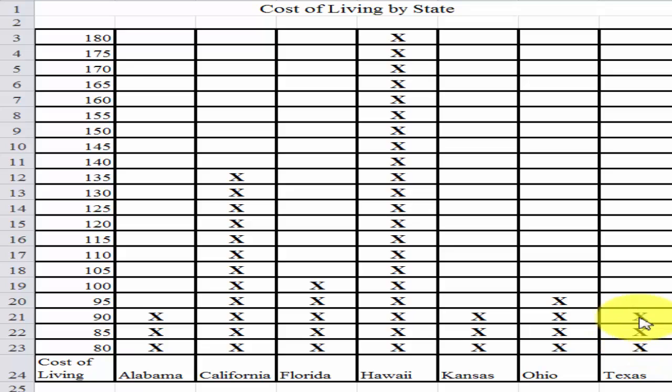And Texas is 90. Well, we hope your answers matched ours, and we hope you have a better understanding of why you use a picture graph for an illustration of what you are trying to illustrate.